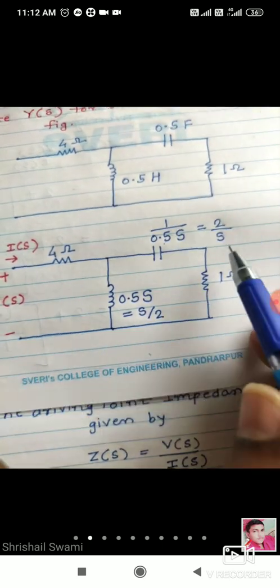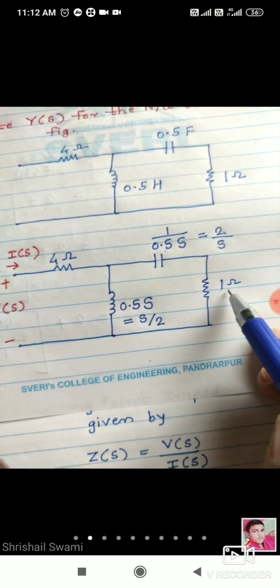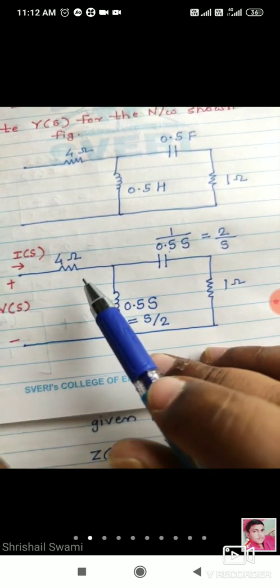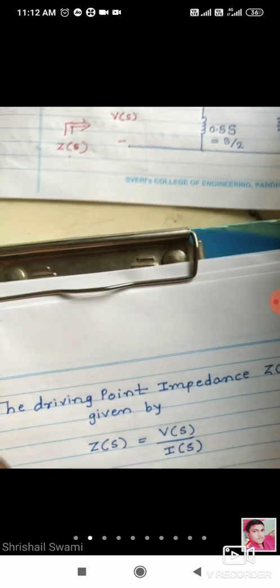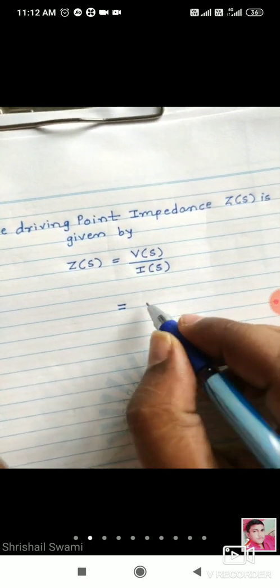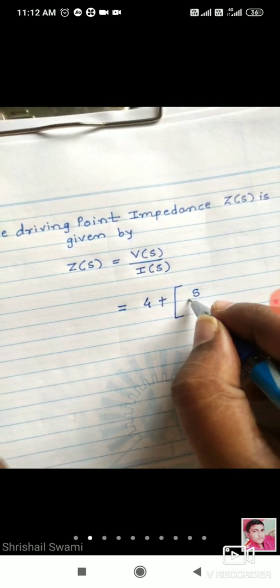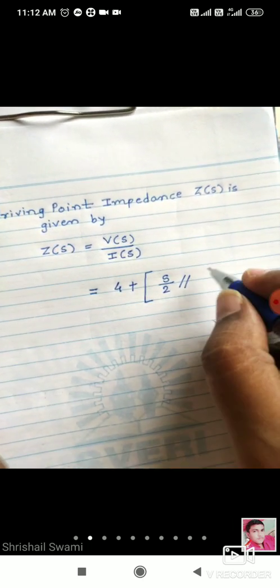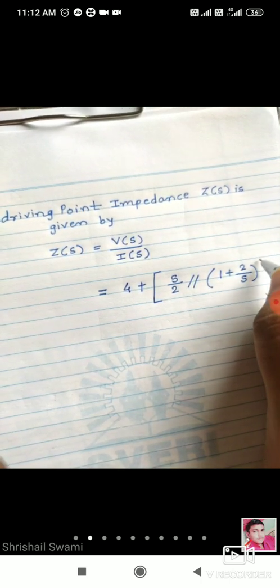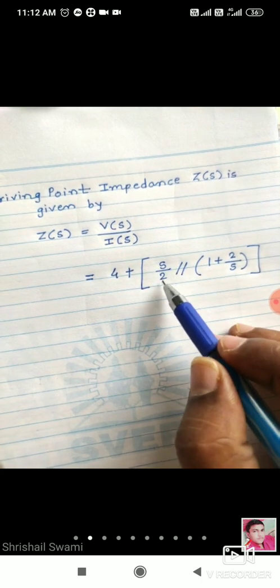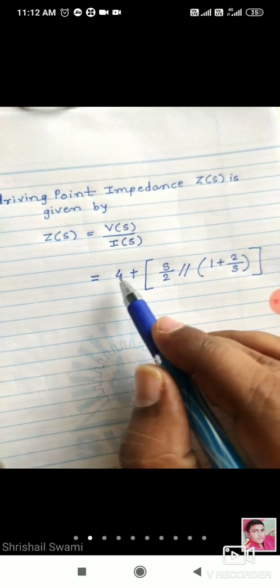So properly observe. 2 upon S is in series with 1. That is in parallel with S upon 2, and that is in series with 4. So according to that you can properly write all those equations. So 4 plus, in bracket, S by 2 is in parallel with the addition of 1 plus 2 by S. So these are in series combination.